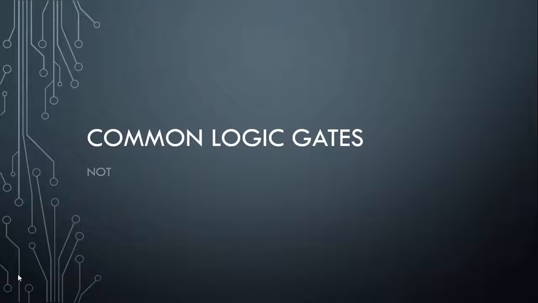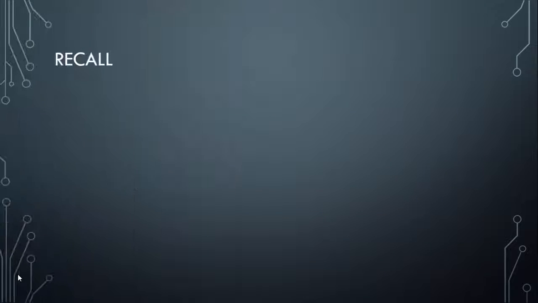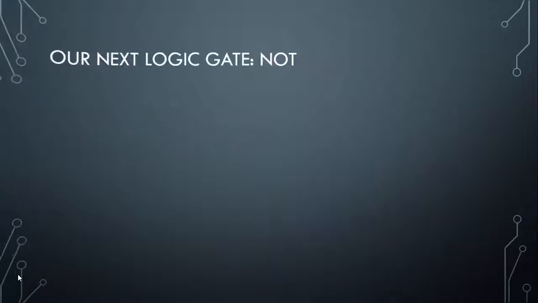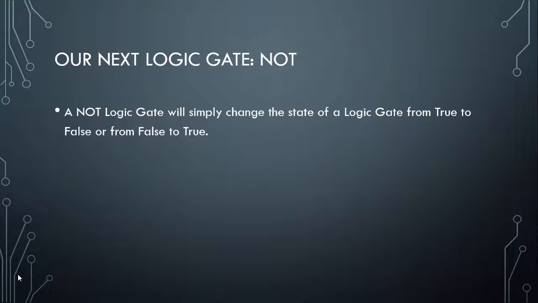Today we're talking about the NOT gate. So, another quick recall. We've looked at both AND and OR logic gates. Now we're going to look at the NOT, or the inverter gate. It's called an inverter because it literally inverts the state, so if it's true, it becomes false, and vice versa. As I just mentioned, if it's true, it becomes false. If it's false, it becomes true. That's the whole purpose of a NOT logic gate, is to switch the state.